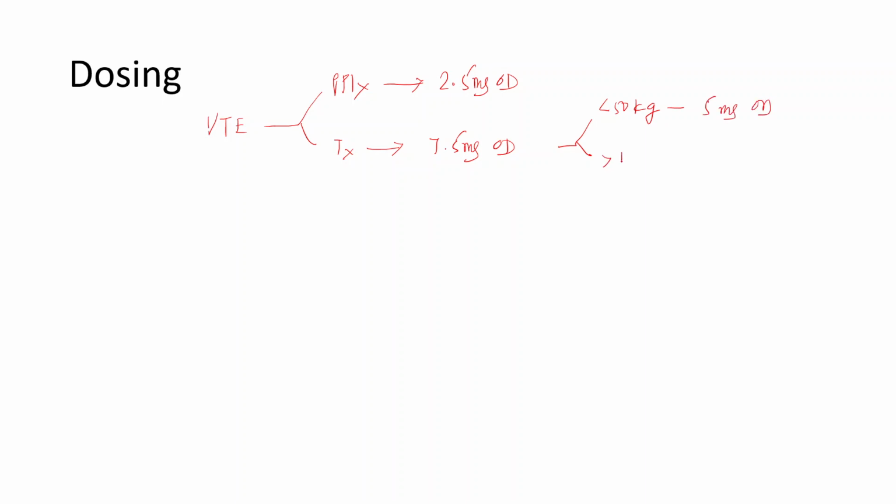Now coming to the dosing for venous thromboembolism. For prophylaxis, we use 2.5 mg OD. For therapeutic in established case of venous thromboembolism, the dose is 7.5 mg OD. But if the weight is less than 50 kg, we give 5 mg OD. If it is more than 100 kg, we give 10 mg OD. For acute coronary syndrome, it is 2.5 mg OD.